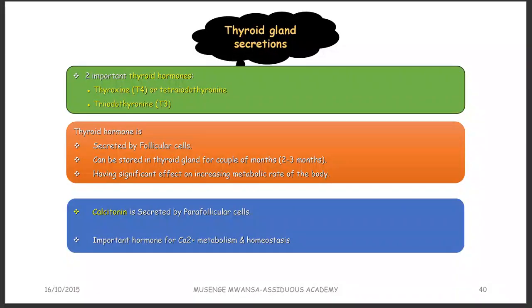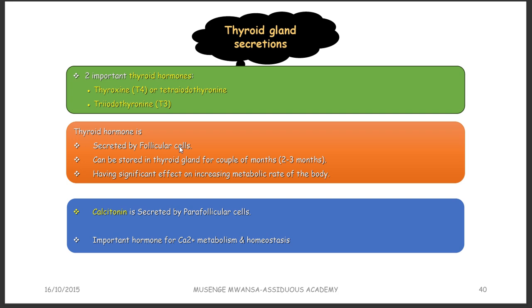Now, how is thyroid hormone secretion happening? So there are two types of thyroid hormones. You have got T4, which we call thyroxine or tetraiodothyronine. Tetra because of the four iodines. You also have T3, which is also known as triiodothyronine. Please take note of that. So these two hormones are what make up what we call the thyroid hormone.